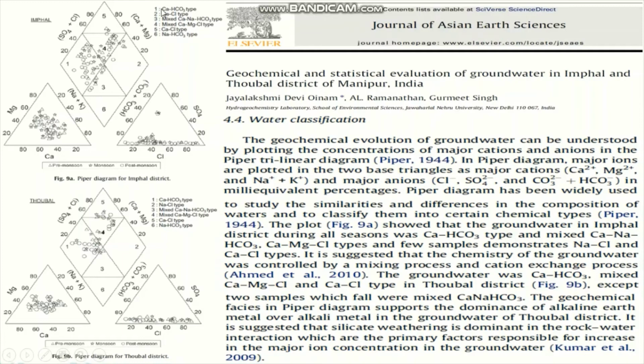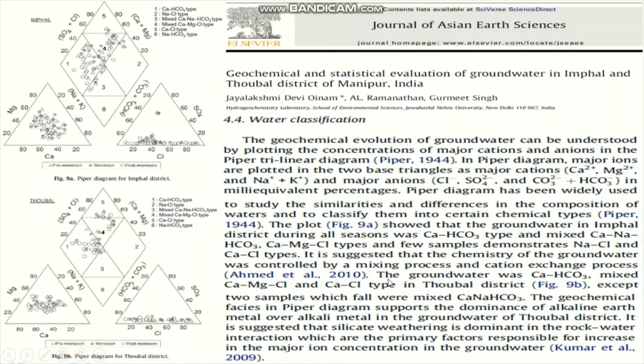Now CaHCO3 type is zone number 1, which is this one. And after that, mixed CaNaHCO3, which is zone number 3, which is this one. After that, CaMgCl, which is zone number 4, which is this one. So these three comprise most of the samples of Imphal district.